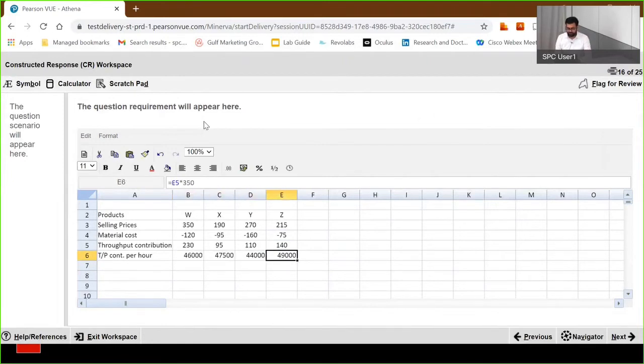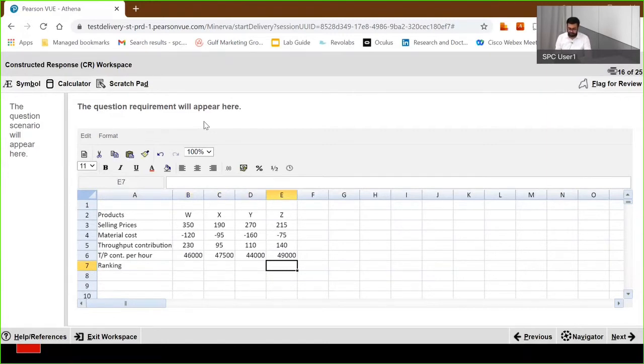Now this information is sufficient to do the ranking, and because the question specifically doesn't ask us to calculate the throughput accounting ratio, the remaining two steps are not needed. So let's do the ranking. The product that has the highest contribution per hour, we should be selecting it first.